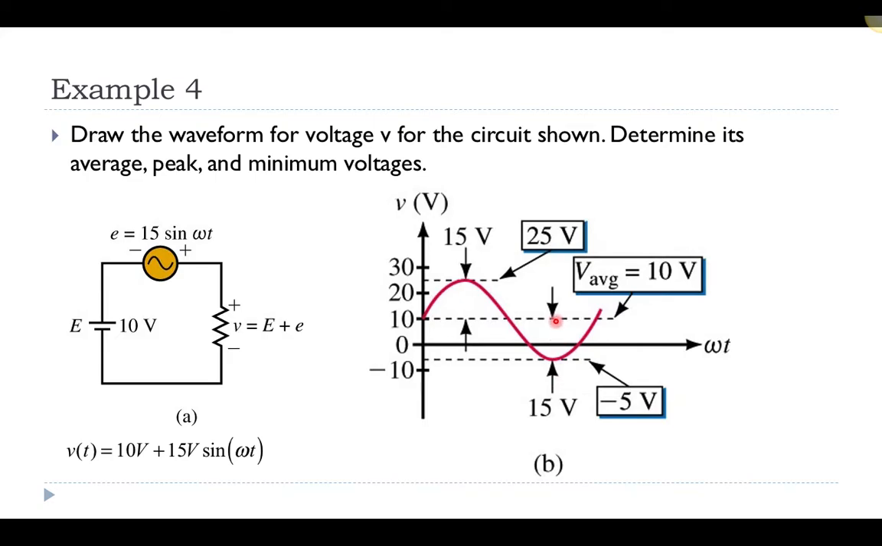In the same regard, I can find the minimum value, because the minimum value would occur when sine is a minimum, and sine as a minimum value is -1. So if I put in a -1, I would have a -15 plus a 10, and that would give me a -5, which is right here.